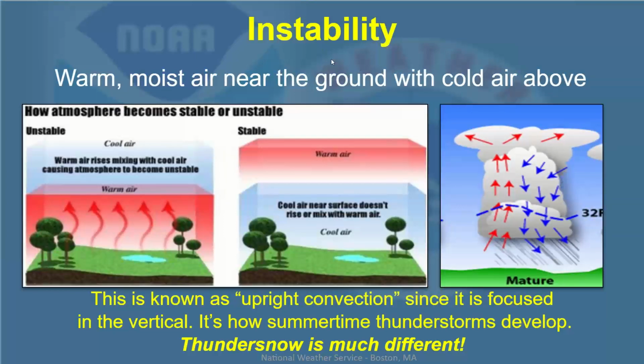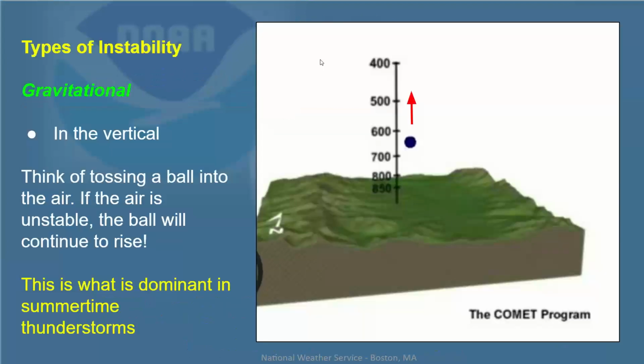To start, let's review instability. When we think about thunderstorms, it's warm, moist air near the ground and colder air above. This is known as upright convection. It's straight up and down, since it's focused in the vertical. These are our summertime thunderstorms: air rises straight up, cools and condenses, and forms showers and thunderstorms. Thundersnow is actually much different. There's still instability, but it's oriented in a different way.